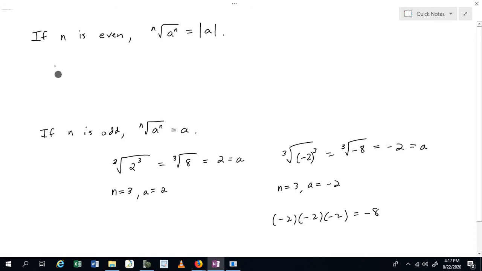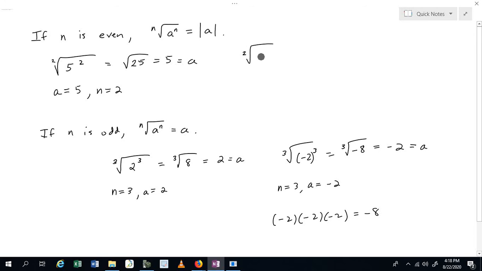Let's say you took the square root of 5 squared. Okay, well then in this case a is 5 and n is 2. Now remember, this is square root, so the index is 2. And so n is even here, right? Okay, well 5 squared is 25. The square root of 25 is 5. Okay, so in this case, we do end up with a, because a is equal to 5. But this is with the case when a is positive. Now let's look at the case when a is negative.